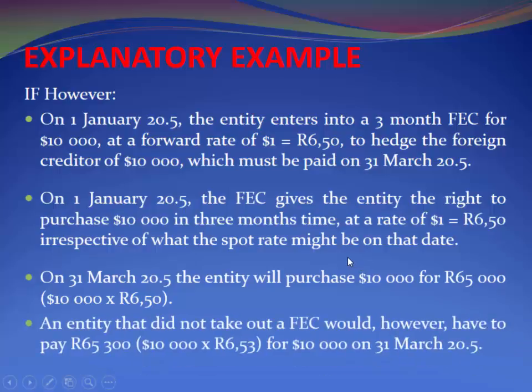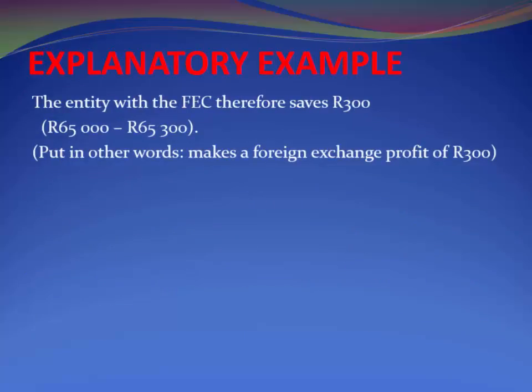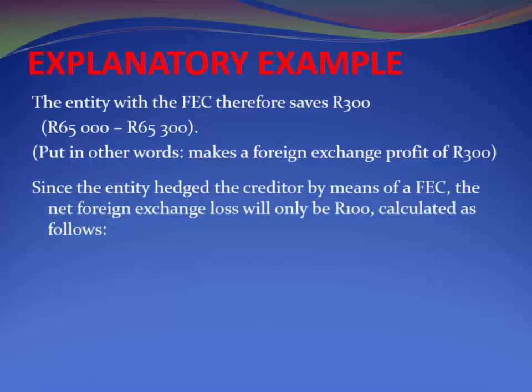The entity that did not take out the FEC would, however, have paid 65,300, which would give them a 400 loss. But because we took out this FEC, therefore we are actually saving 300 rands, because we're only paying 65,000, whereas the spot rate at that date is 65,300. Now, since the entity hedged the creditor by means of a FEC, the net foreign exchange loss will only be 100 rand, calculated as follows.